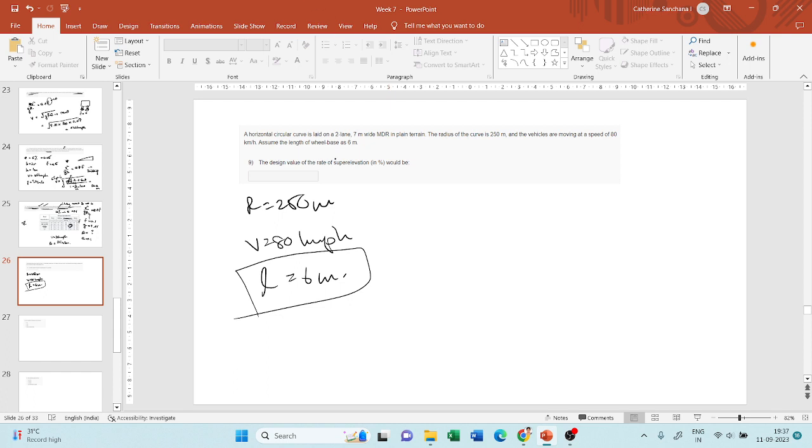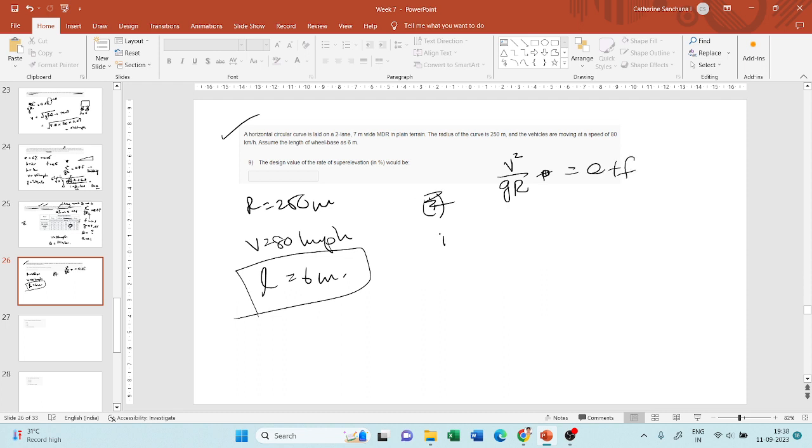I'm not sure. Okay, so what is the design value of the rate of superelevation? This question corresponds to designing the superelevation. What value should be provided for superelevation? There are a few steps as to how you should fix the superelevation of a road. The first step would be, as I told you, unless otherwise specified, the equation to be used is V square by gR is equal to E plus F.